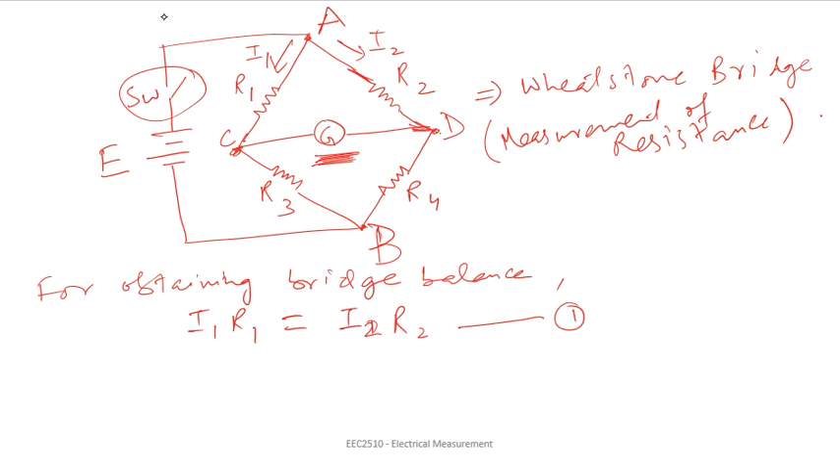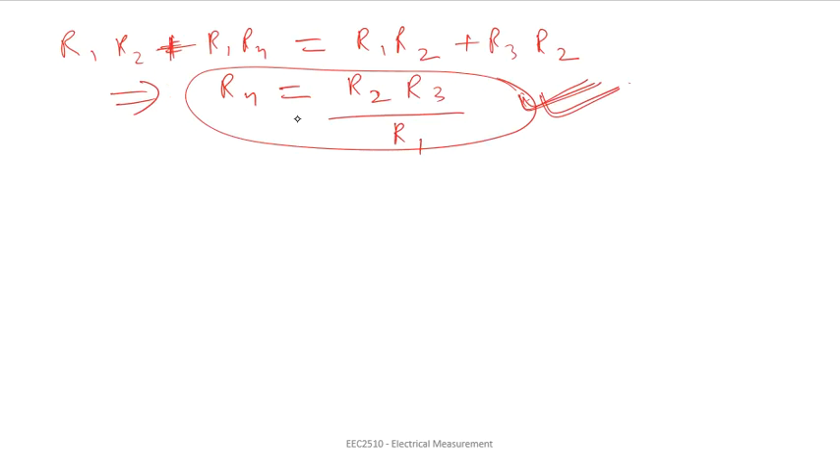Most of the time the unknown resistance is placed in this arm, that is this R4 arm. So in place of this, if this is an unknown resistance, we can also call it Rx. So in that case, the unknown resistance Rx will be equal to R2 R3 over R1.